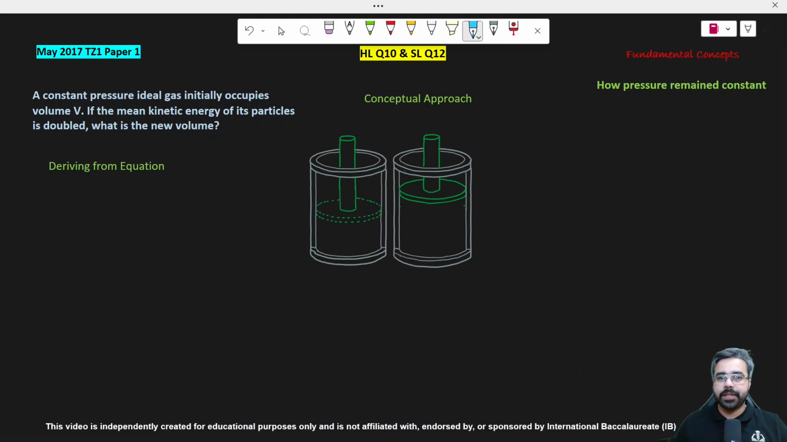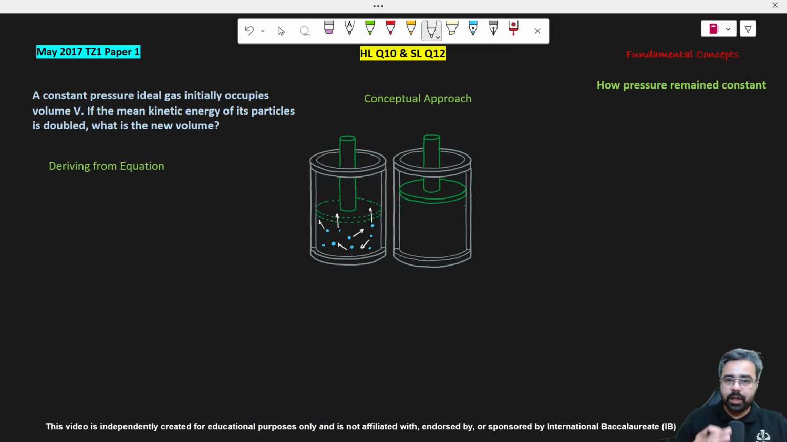Hi, this question is about an ideal gas, and you see a container which contains an ideal gas. These are the molecules according to kinetic molecular theory. The ideal gas has a large number of molecules which move in random directions with different velocities. They hit each other and they hit the container walls as well. So they exert force on it.